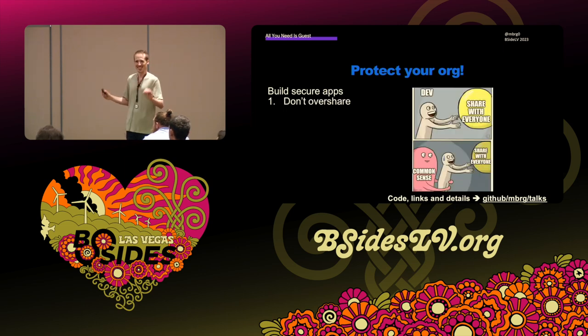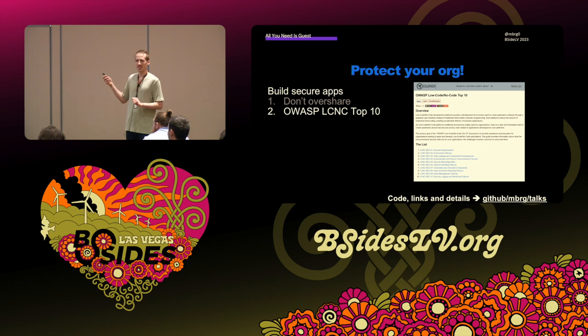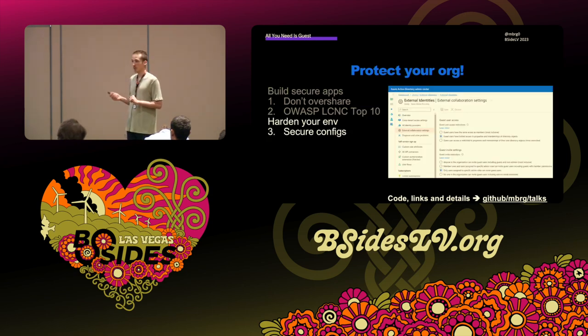Don't overshare credentials. That's kind of obvious, right? This is for developers. There's also a project called the OWASP Low Code, No Code Top 10, which illustrates all of the different things that could go wrong when business users create applications. And this is actually speaking in a language that business users can understand. So you can just send them to those links, and they'll hopefully understand what they need to do better. You can harden your environment. There's secure configuration you can apply to make sure that these kinds of things happen less in your environment. And again, go to the link. This is not only configuration on the AAD side. You can do some configuration on the PowerApps side as well.